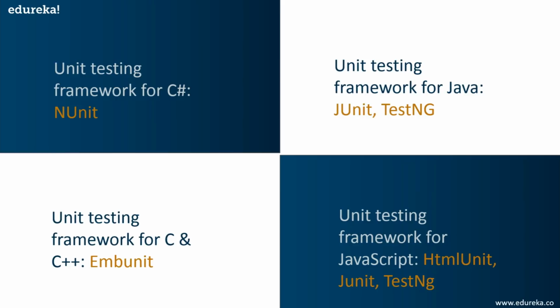So guys, these are not the only ones which are there in the market. There are many other popular frameworks, but these are the top unit testing frameworks which support different languages. As we discussed, for C#, it's NUnit. For Java, you have JUnit and TestNG. For C and C++, you have MUnit. For JavaScript, you have HTMLUnit, JUnit, TestNG, and many others. If you want to know more about them, you can go ahead and research on them.